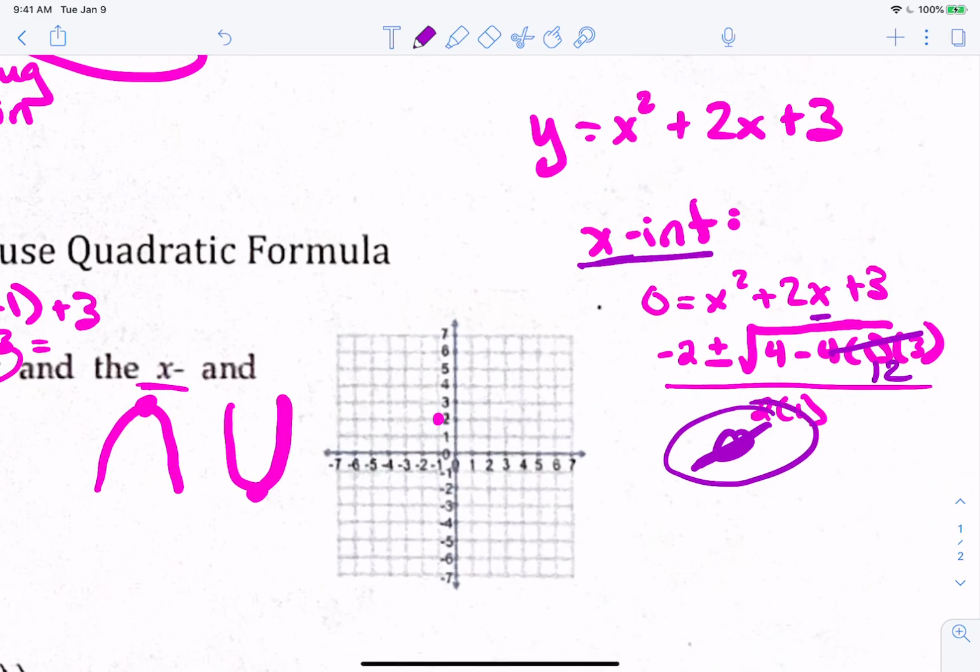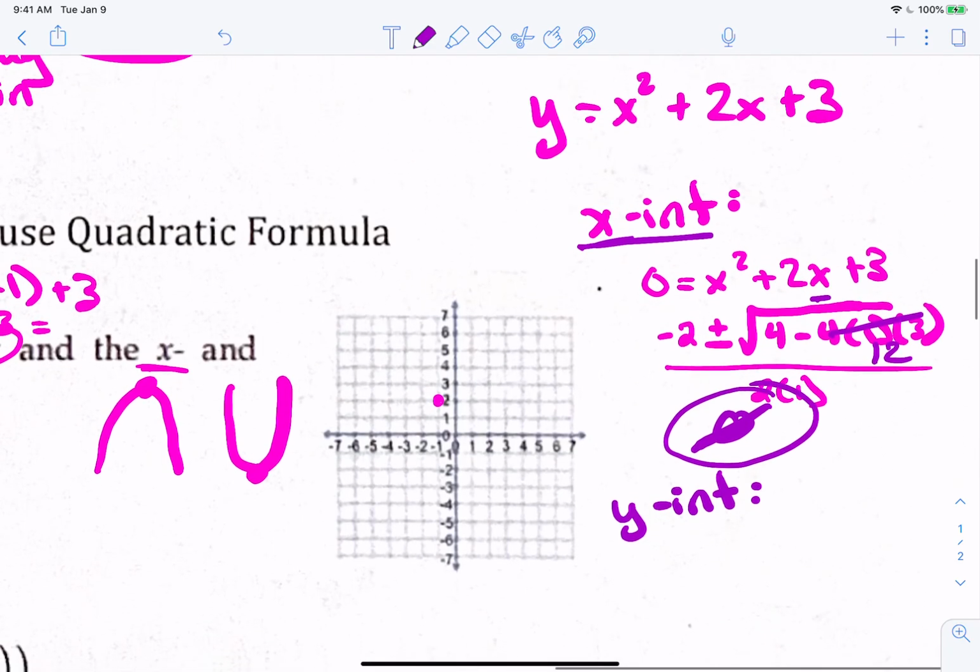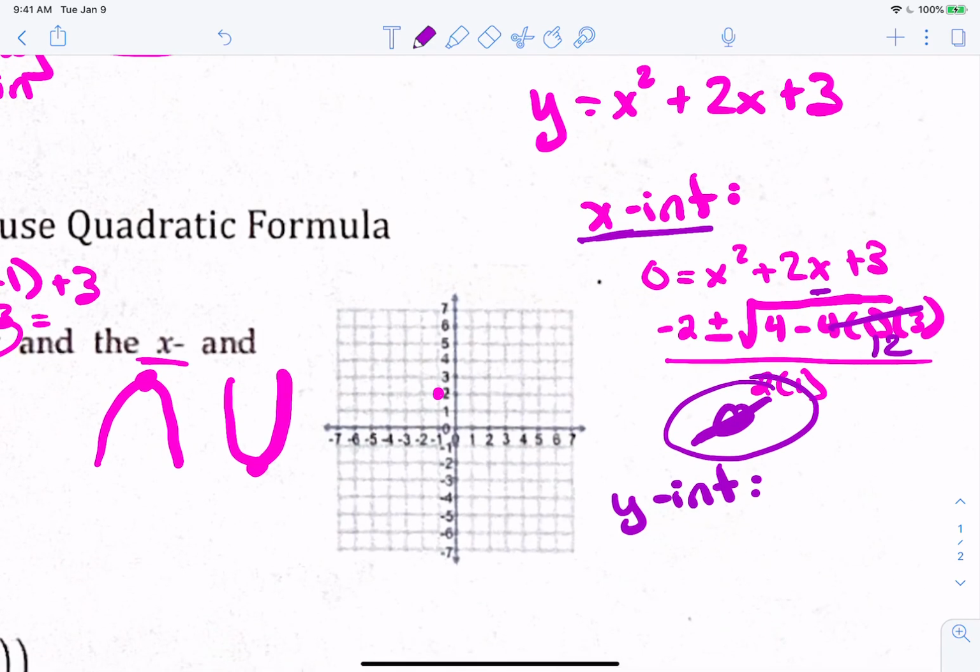Didn't we know this, though? If it's a smiley face, and that's his lowest point on my graph, didn't we know that he doesn't have any x-intercepts? He's only going up. Okay, now y-intercepts. How do I find the y-intercepts? How do you find y-intercepts?